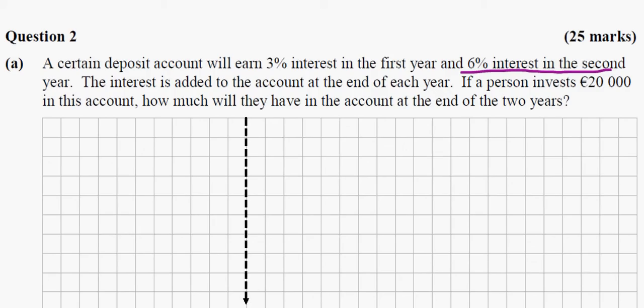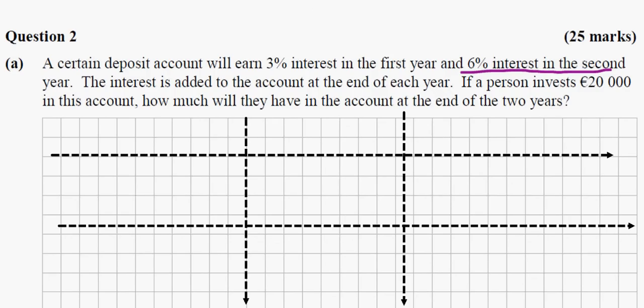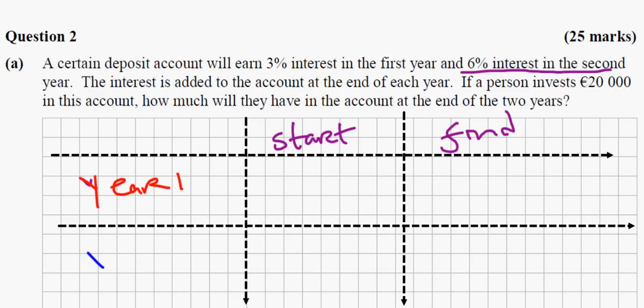What I like to do is I like to draw a table. Okay, so this says start. That's meant to say end. We'll fix that in a minute. Okay, so this is going to be year 1 and year 2. Now at the start of year 1 we have €20,000.